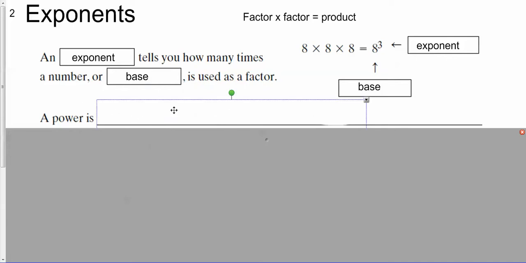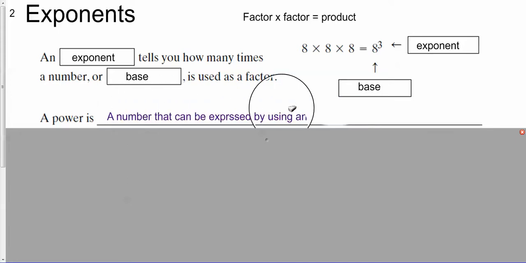So a power is a number that can be expressed using an exponent. So this is the third power of 8. So you notice when I read it, the exponent, it's almost like what place did the exponent come in?